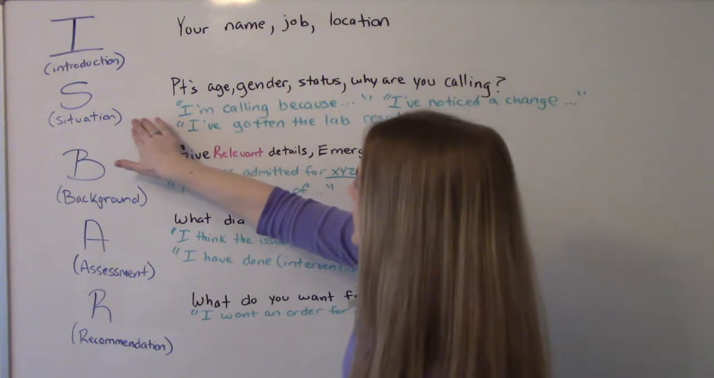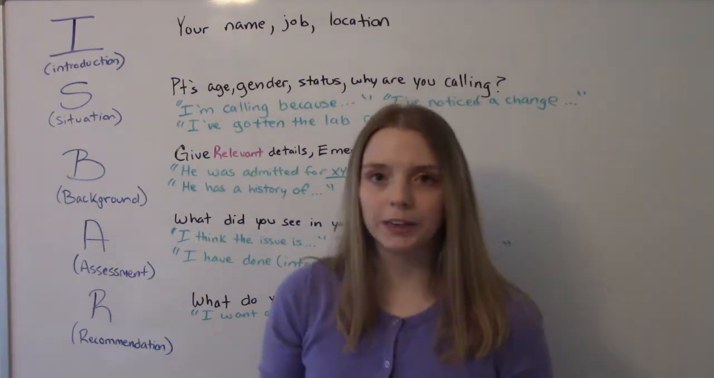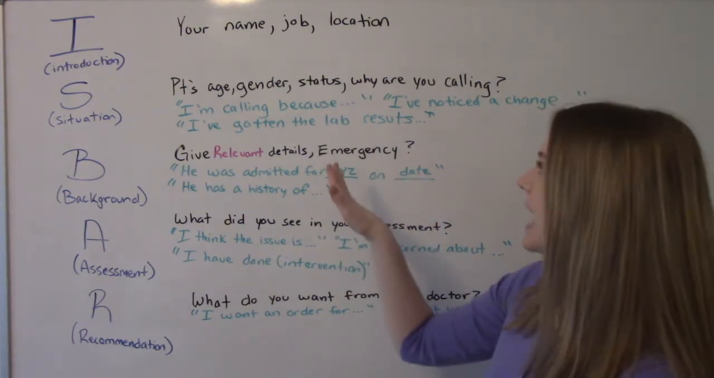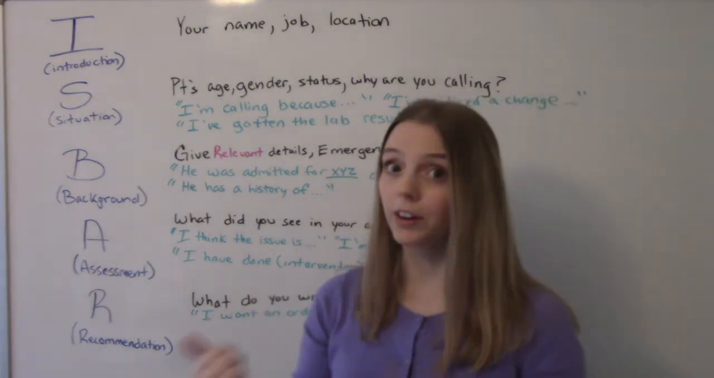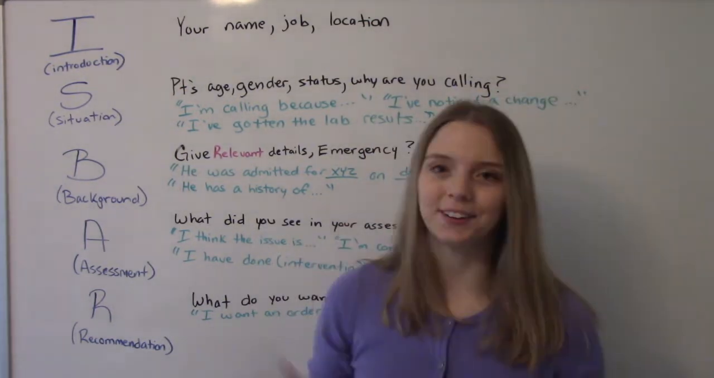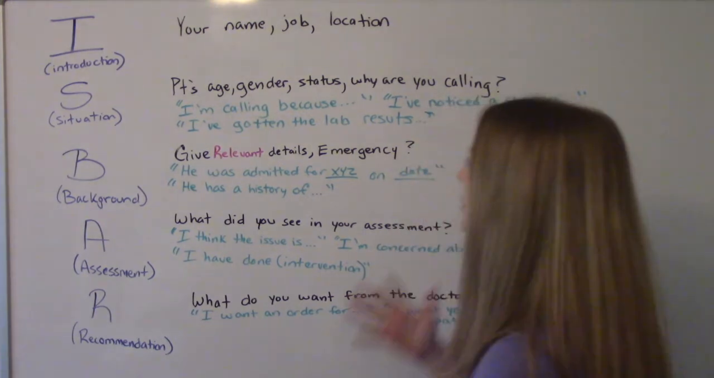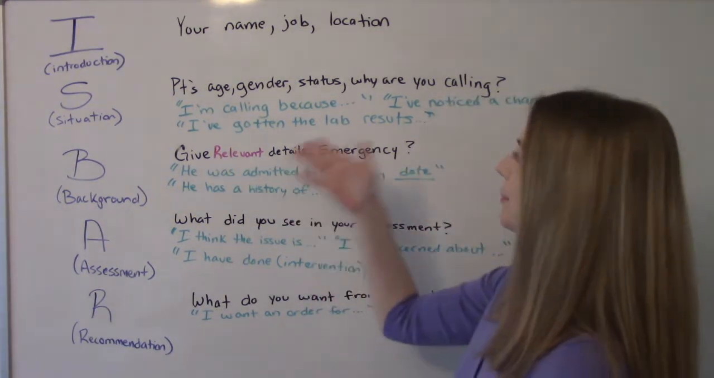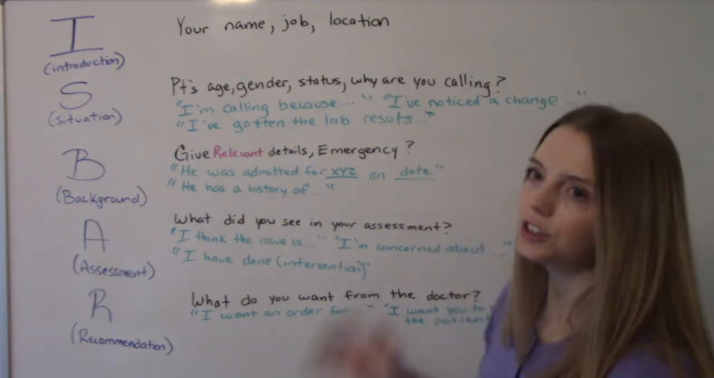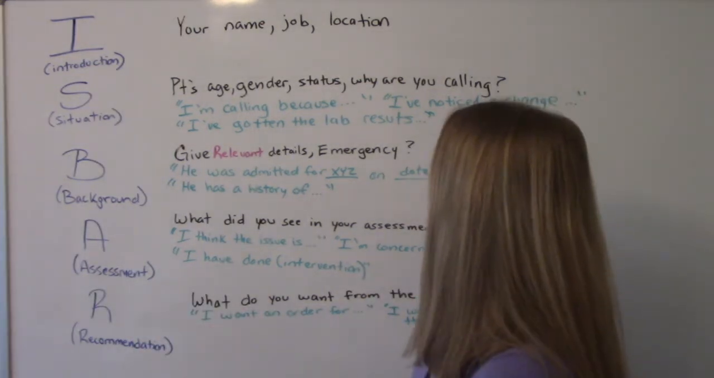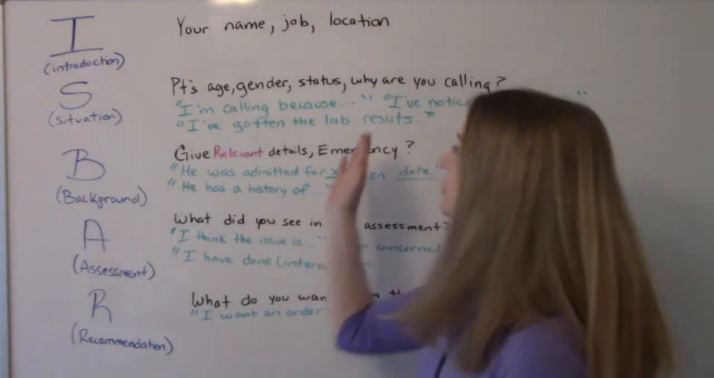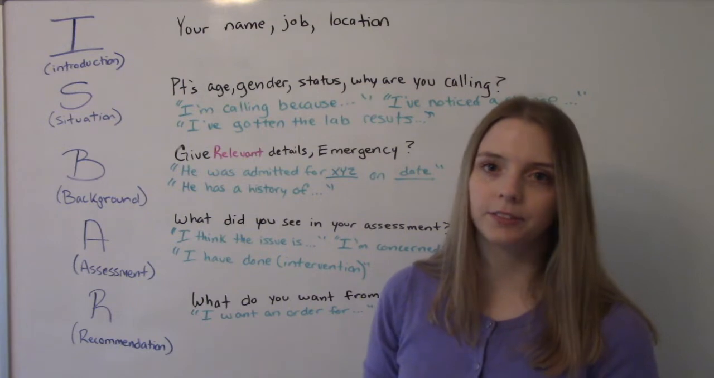The S is for the situation, and the situation includes the patient's age, gender, their current status, so are they stable or unstable? And then why are you calling? What's the reason you're calling in the first place? Some things you could say: I'm calling because, I've noticed a recent change, or I've gotten the lab results back and this is what they say. So these are some reasons you would be calling the doctor.